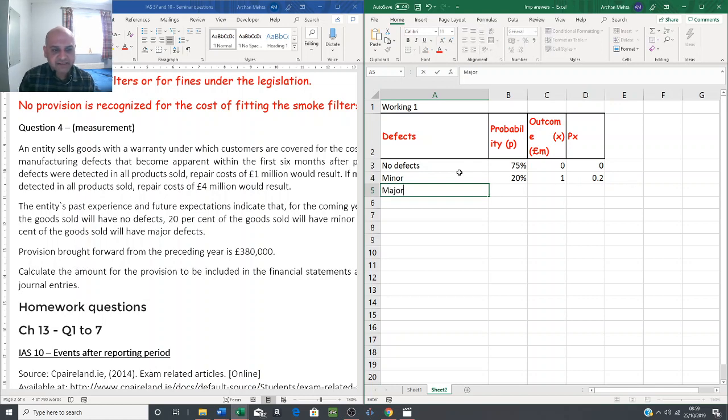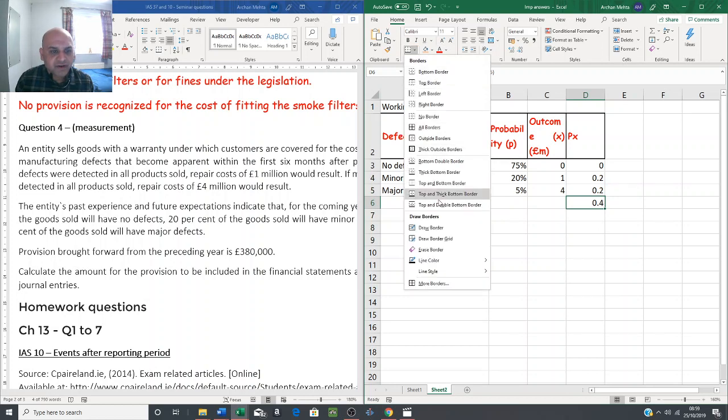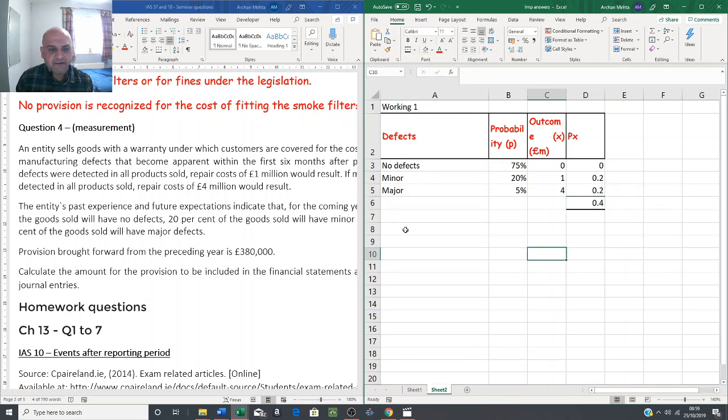Major defects, which is going to be 5%. Yeah, 5% into 4 million, which is again going to be 0.2. And the total here is 0.4, or in other words, it's going to be 400,000 pounds. This is going to be in millions as well.